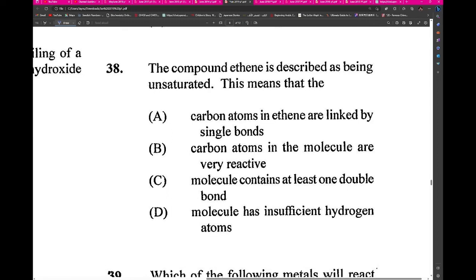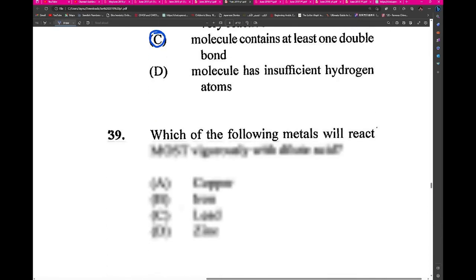The compound ethene is described as being unsaturated. This means that it has at least one double bond.